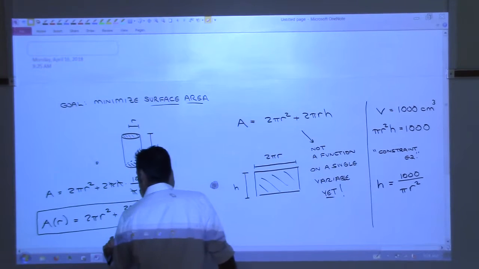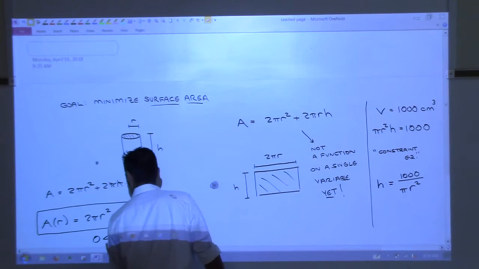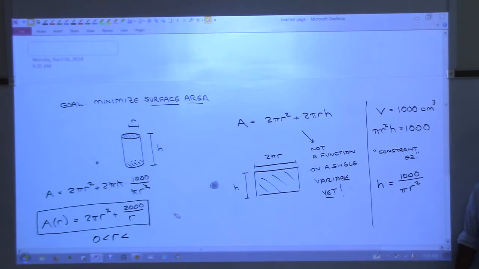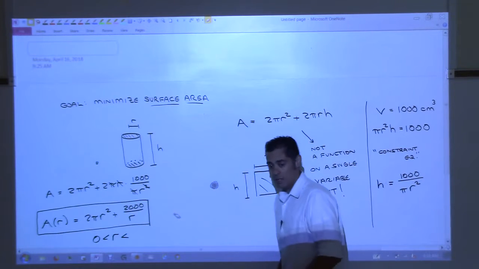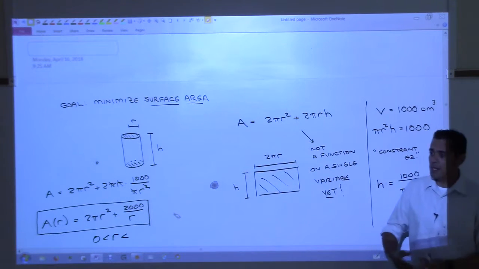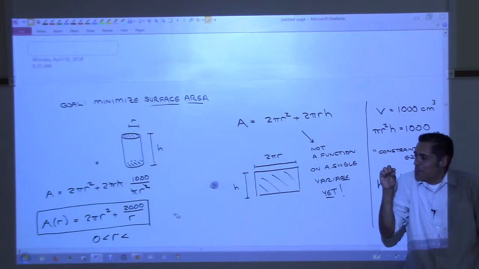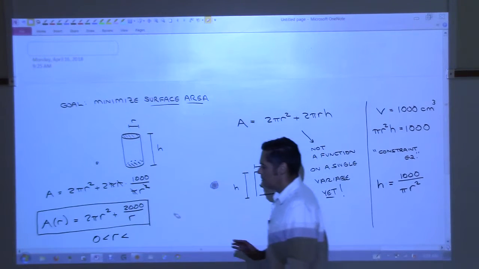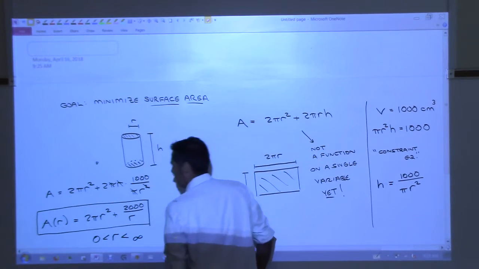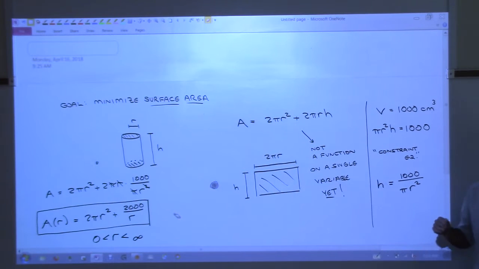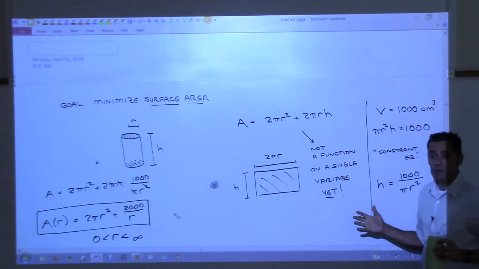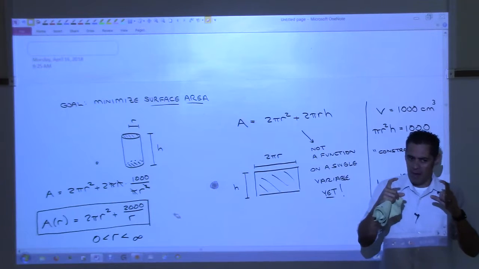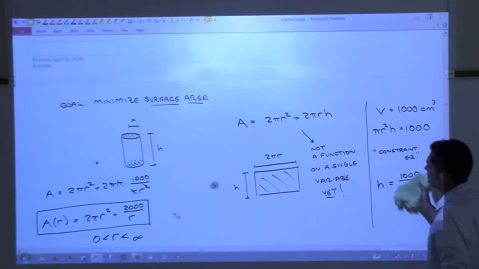So how about this? r has to be bigger than 0 and less than, well, how wide can this can be? Infinite, right? In other words, you could have a can that's a mile wide and infinitesimally tall, and it'll hold 1 liter. Now, theoretically. So we cannot restrict it. And that means we're trying to find the minimum value of a function on an open interval. So we do not have a closed interval. We haven't done one with an open interval yet, have we? I don't think we have. So I'll do one today.